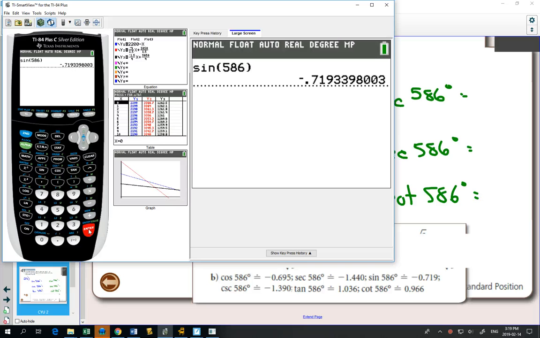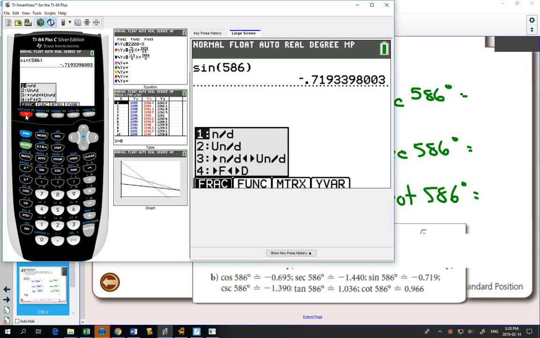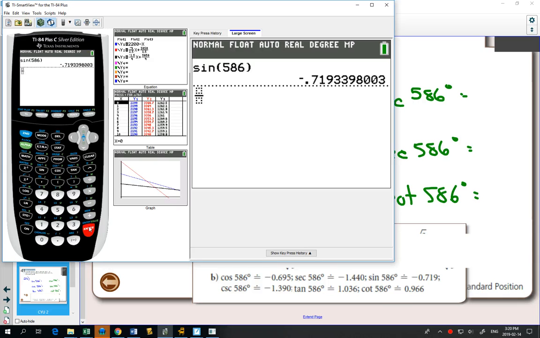Now a couple things, if you have a graphing calculator and you have a newer version, then if you push alpha y equals, this screen comes up. So for some of you, this screen comes up. For some, it doesn't. If it doesn't, that means you don't have the newest operating system. If you push enter on n divided by d, numerator divided by denominator, it actually writes a fraction thing, which can be really, really helpful later on. So I can write 1 over sine of 586, and this will give me the exact value of cosecant.